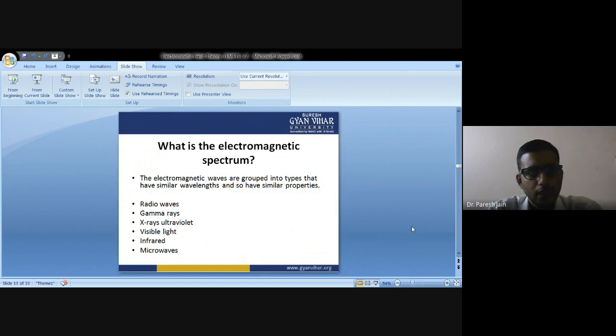What is the electromagnetic spectrum? The electromagnetic waves are grouped into types that have similar wavelength and so have similar properties. These groups are divided according to the frequencies, and these are the radio waves, gamma rays, X-rays, ultraviolet, visible light, infrared, microwave.